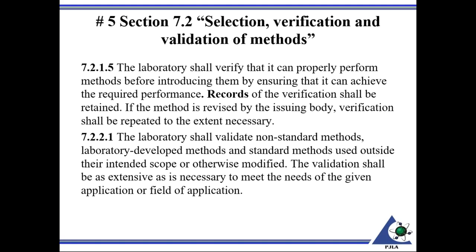7.2.2.1, this is validation. So this would be if perhaps you are writing your own method or using a non-standard method, then you have to validate it, and you have to have records of this validation. Again, records have to be produced, i.e. proficiency testing, particularly through a third party. Again, good reference values established, where you can go back and assure that your non-standard method or laboratory method was able to repeat the desired results.